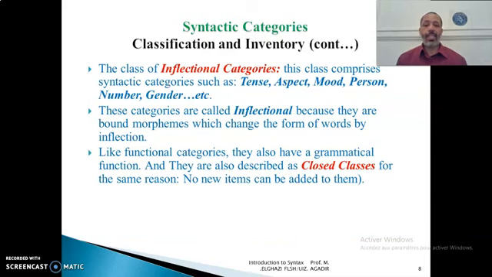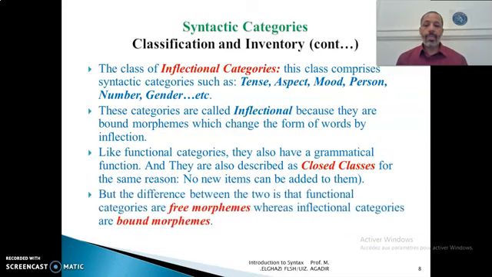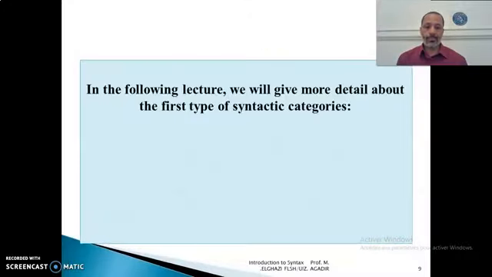Like functional categories, they also have a grammatical function and they are also described as closed classes for the same reason. No new items can be added to them. But the difference between the two is that functional categories are free morphemes, whereas inflectional categories are bound morphemes. Prepositions, conjunctions, negative markers are free morphemes, whereas tense, aspect, mood, person, number, gender, these are inflectional categories.